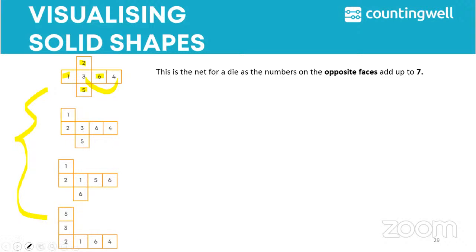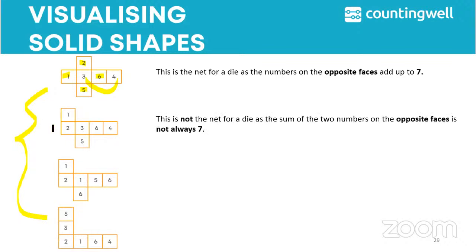Now let us see the second figure. This is not the net for a die because the sum of the two numbers on the opposite faces is not 7. So here you can see 3 and 4 are the opposite faces, 2 and 6 are opposite, 5 and 1 are opposite. But they are not equal to 7 in each case. Only for 3 and 4 it is 7.